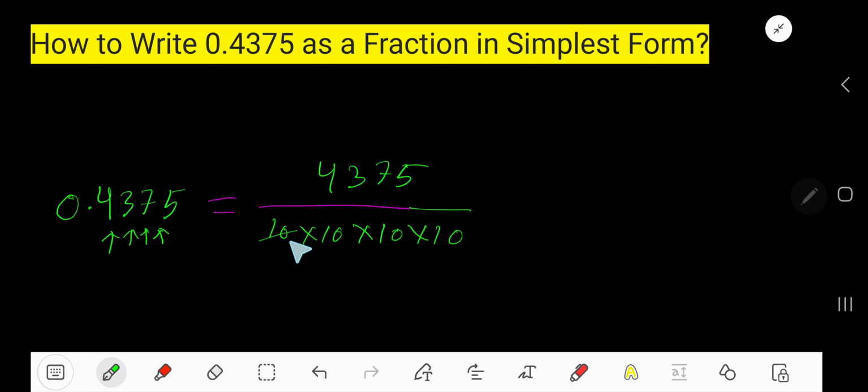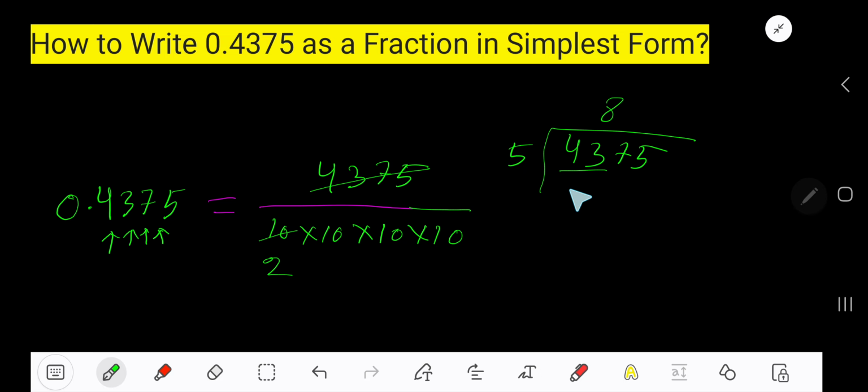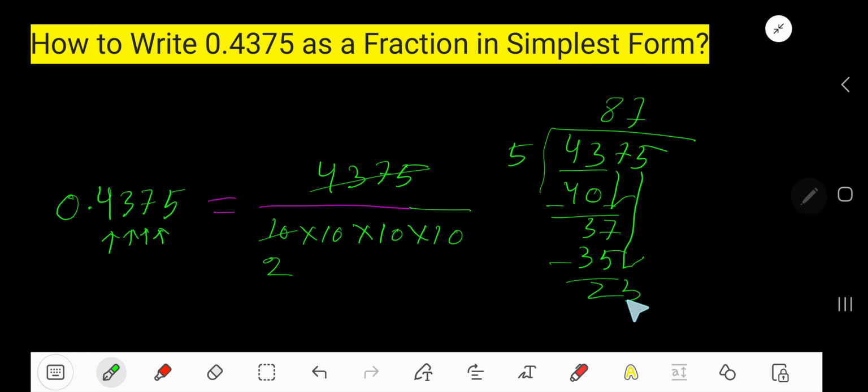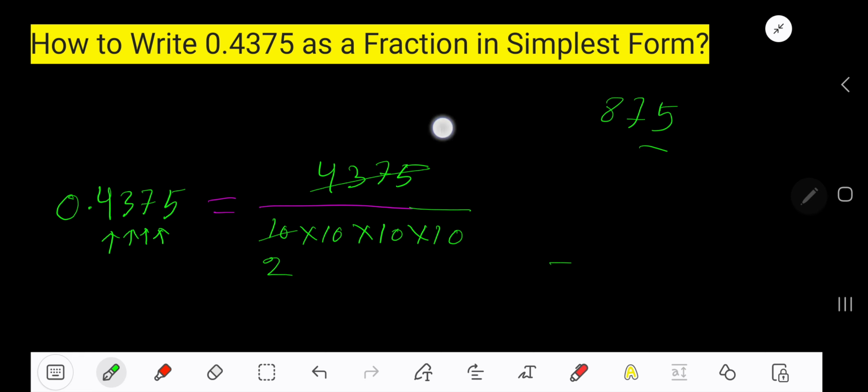So if I divide this by 5, I'll get 2. If I divide this by 5, I'll get what? Look here. 5 goes into 48 8 times. 40, subtract, 3, bring down this 7. 5 goes into 37 7 times, 5 times 7 is 35. Subtract, 2, bring down this digit. 5 goes into 25 5 times. Look, 875. Again, this is divisible by 5.